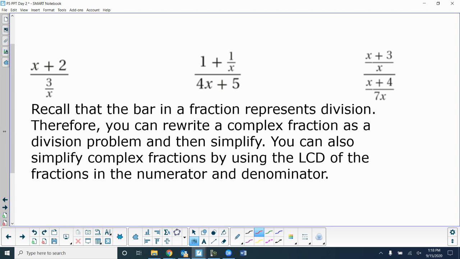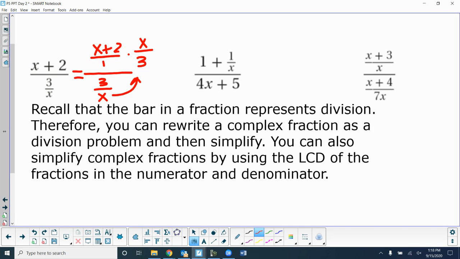So the bar in a fraction represents division, therefore you can rewrite a complex fraction as a division problem and then simplify. Okay? So think of this problem as (x plus 2) over 1 divided by 3 over x. What did we learn yesterday if we were dividing two fractions? Reciprocal. And change it from division to multiplication. Good. So what we're going to do is make that times x over 3.